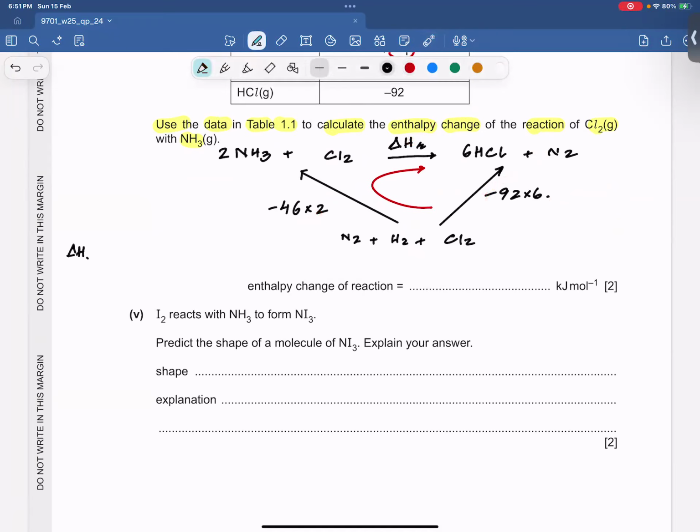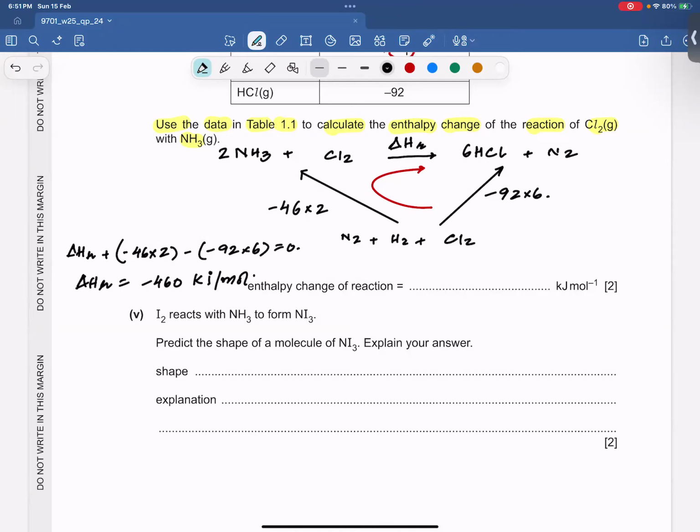Standard enthalpy change of reaction plus minus 46 times 2 minus 92 times 6 equals 0, because we need to find the value of delta H R, the enthalpy change of reaction. So the enthalpy change of reaction from this is going to be minus 460 kilojoules per mole.